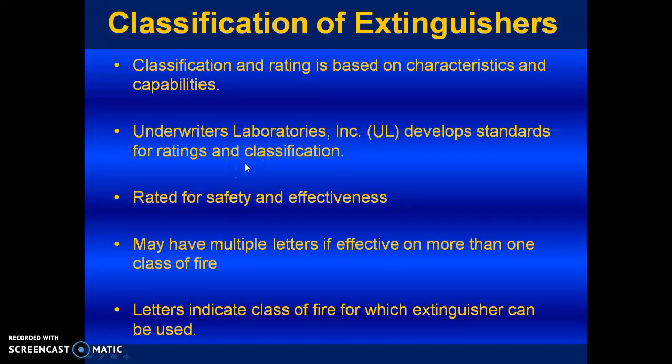The classification of the fire extinguisher is rated on their characteristics and capabilities. Underwriters Laboratory, UL, develops the standards for ratings and classification systems on fire extinguishers. They are rated for their safety and effectiveness. They may have multiple letters if effective on more than one class of fire. Letters indicate the class of the fire on which a fire extinguisher can be used.